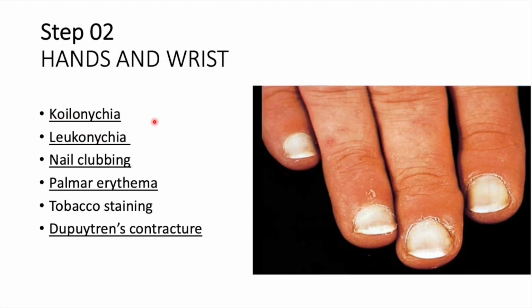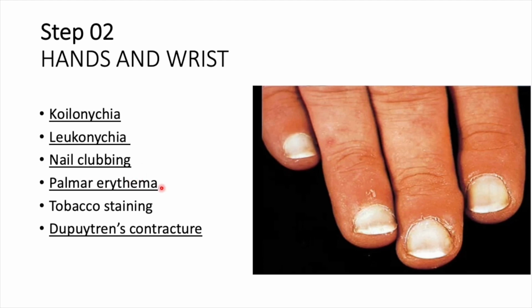look for koilonychia, leukonychia. Here you can see that the nails are white in color. This is seen in hypoproteinemia, especially hypoalbuminemia, and it is seen in cirrhosis. Look for clubbing of the nails, which in a gastrointestinal case can be due to cirrhosis, inflammatory bowel disease like ulcerative colitis and Crohn's disease, or malabsorption syndrome like celiac disease.